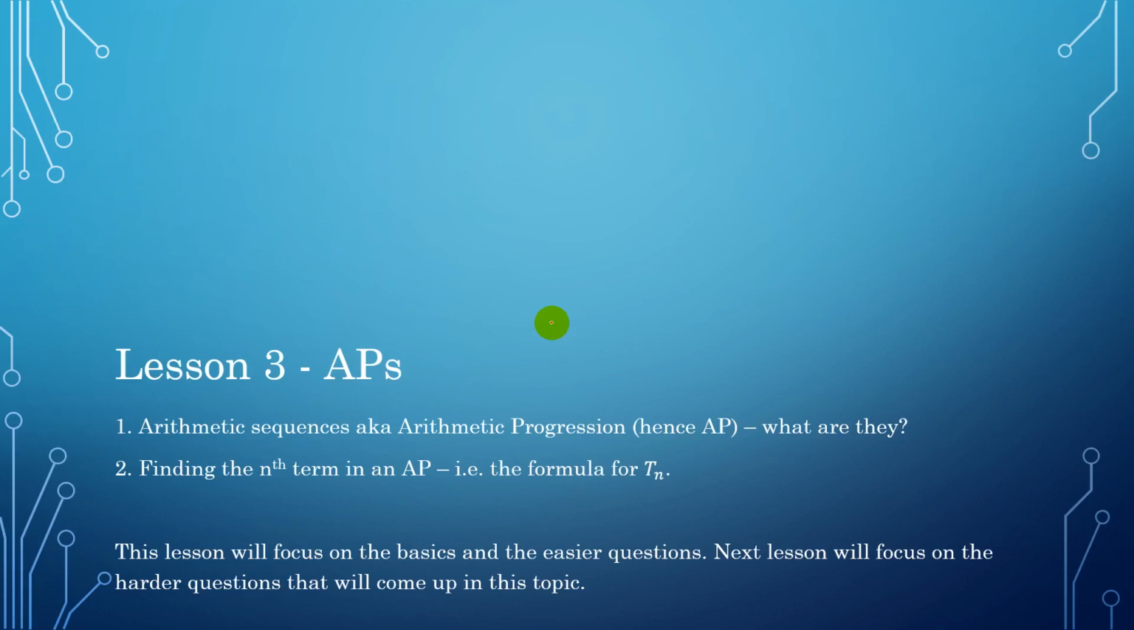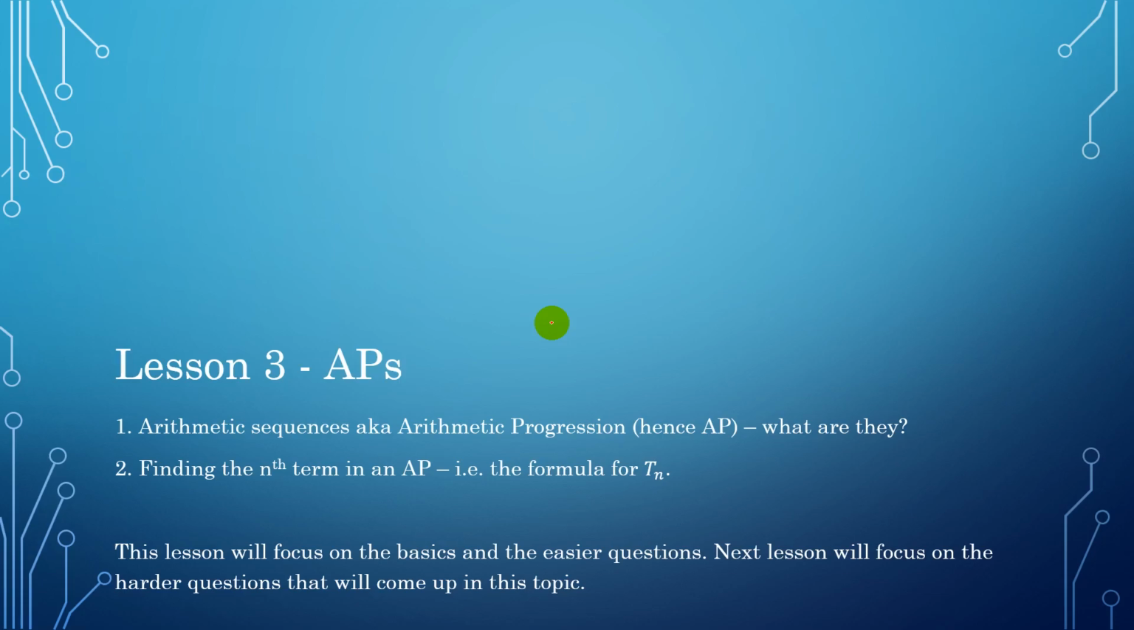Welcome to lesson 3. Today we'll be doing arithmetic sequences, also known as arithmetic progression, which we just write AP for short. So if you see something like arithmetic sequence, AP, or arithmetic progression, it all means the same thing. We'll be looking at what they are, and at another formula, the formula to find a certain term of a sequence which follows arithmetic progression, and you'll understand more as we go through it.